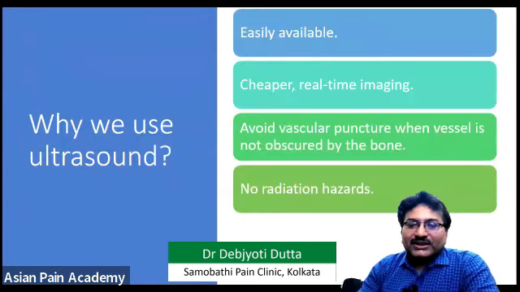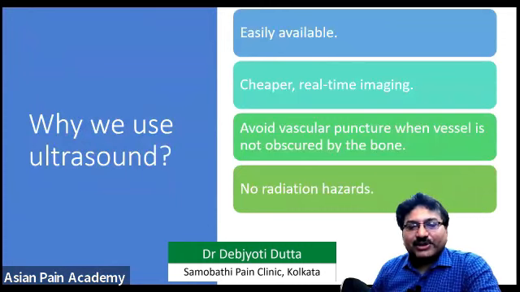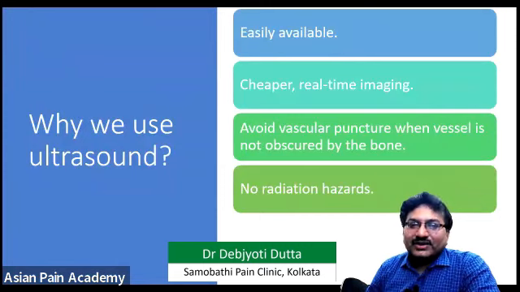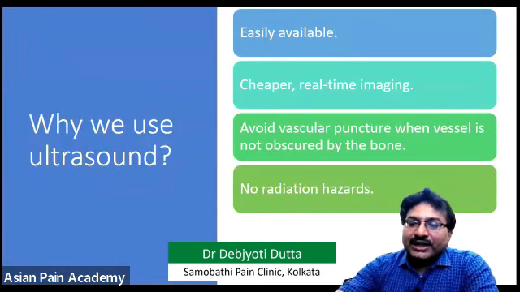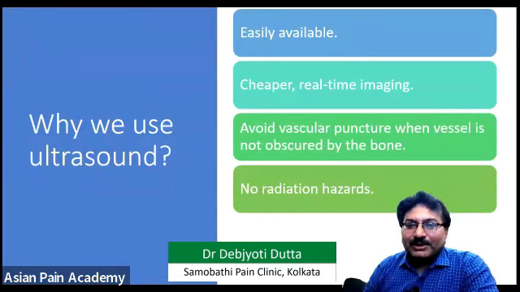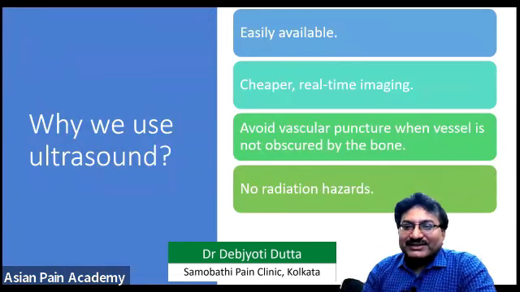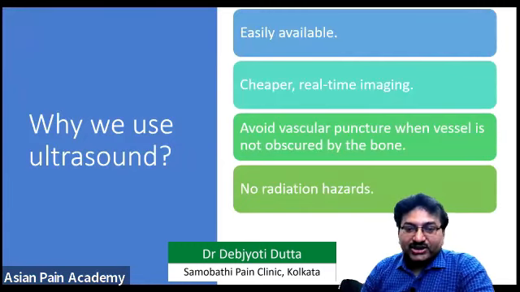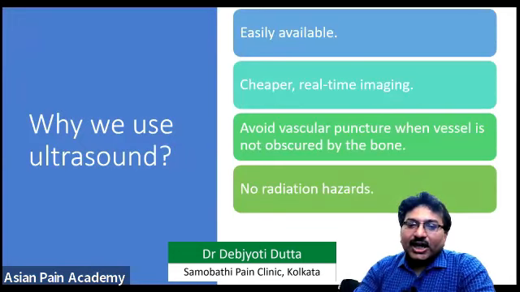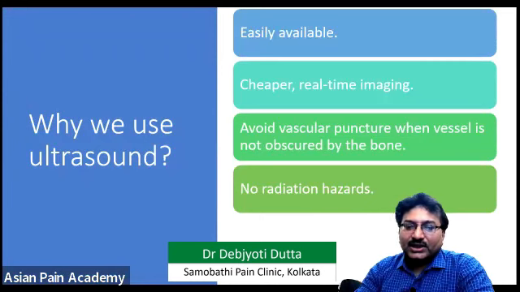Now, what is the use of ultrasound? Why are we using ultrasound in the case of the lumbar spine? Because it's easily available, it's cheap, it has real-time imaging, and it avoids vascular puncture when the vessels are not obscured by the bone. That's a big advantage, meaning we can see vessels. And definitely ultrasound does not have any radiation hazard. So that is another big advantage of ultrasound.